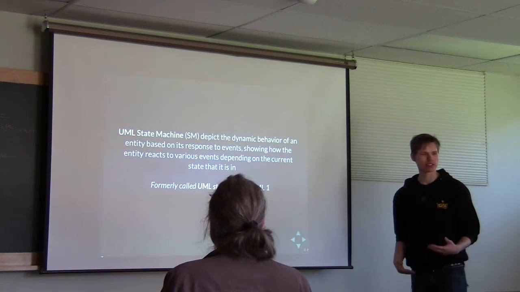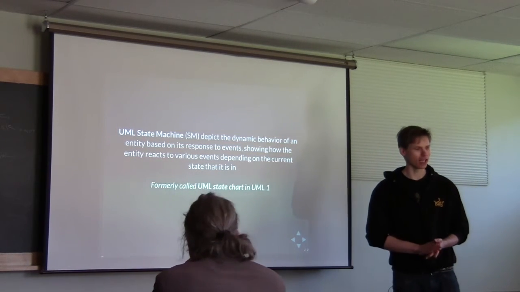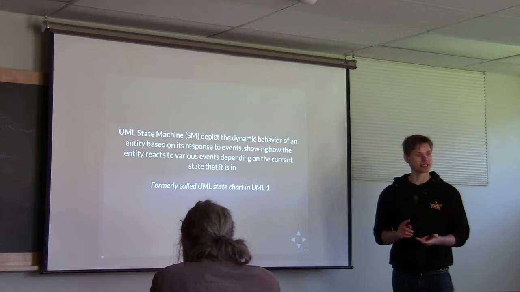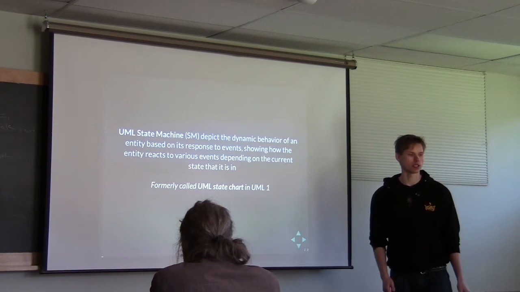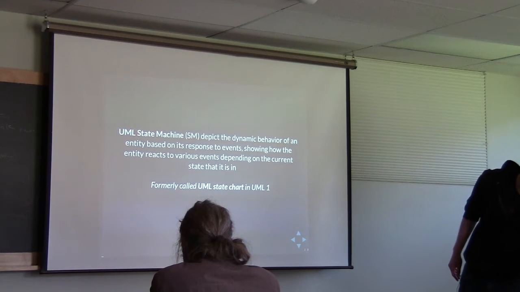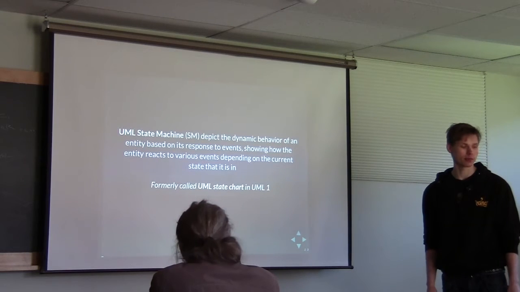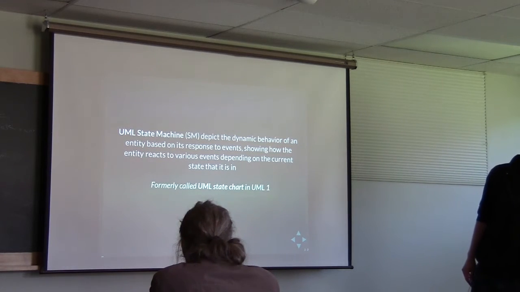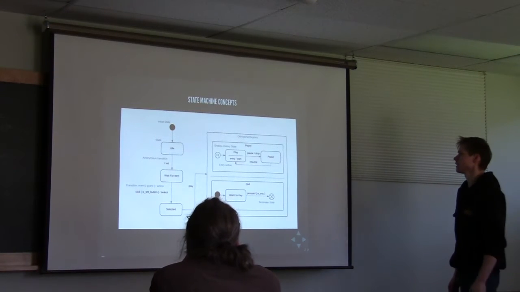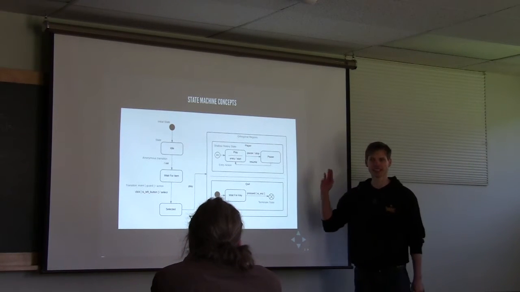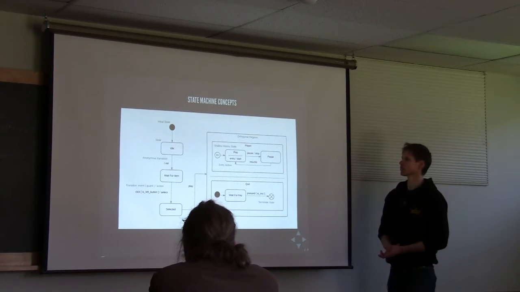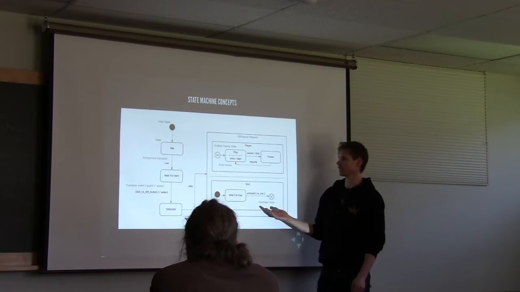So UML state machine is basically a way to describe actions within a state and the behavior according to the triggers which actually will gain. It was formerly called UML state chart, and therefore we have Boost state chart, which was the first implementation. Has anyone seen diagrams like that before? Okay, that's cool. So that's the UML state machine.